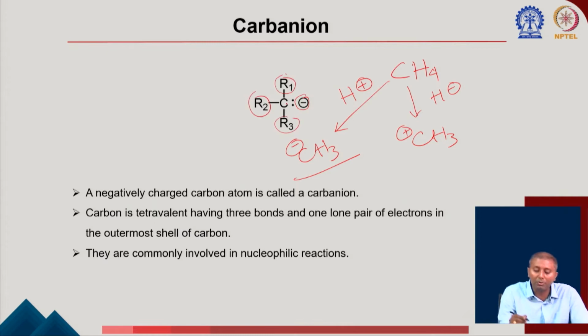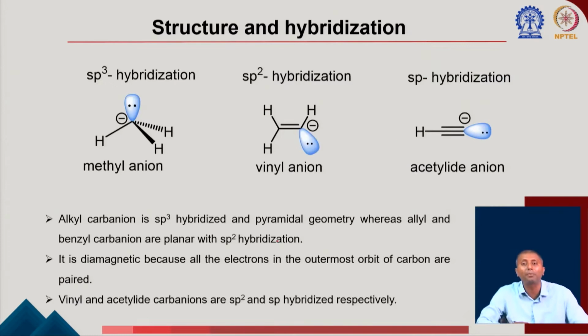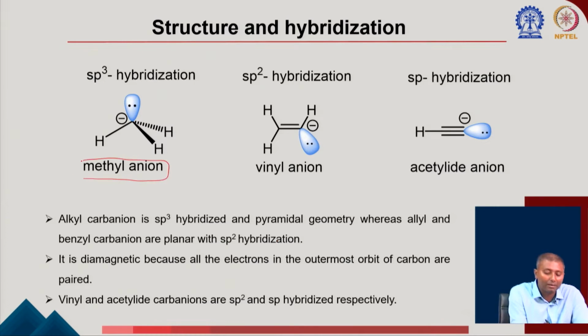So totally the carbon has 8 electrons, 6 are the bonding electrons and then there are 2 electrons which are not bonding electrons. Carbanions are much more reactive species, and you can see there are a lot of different types of reactions which are done with carbanion. Now we are going to talk about different types of carbanion. As I said, from methane we get what we call the methyl anion.